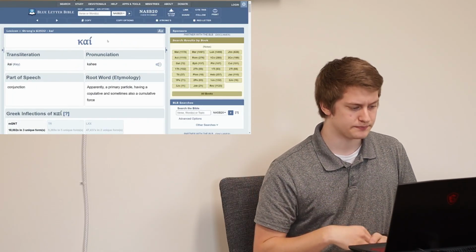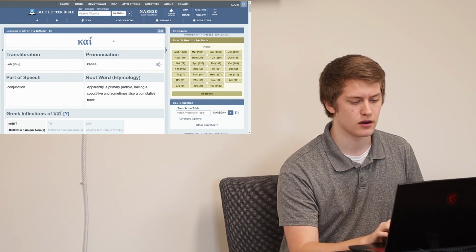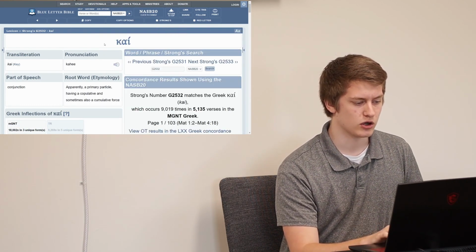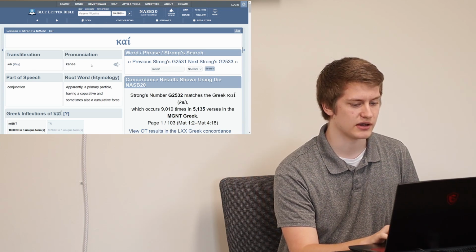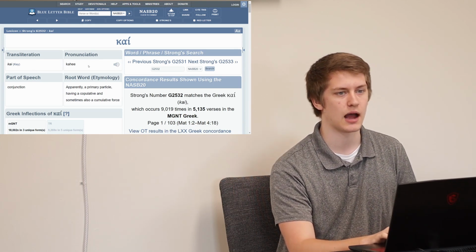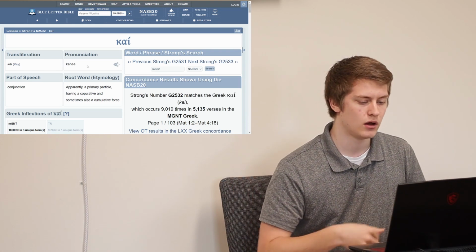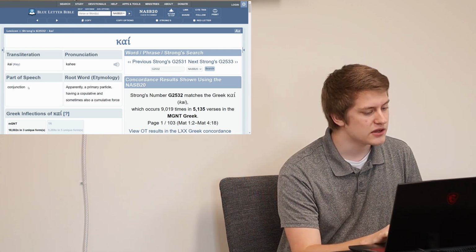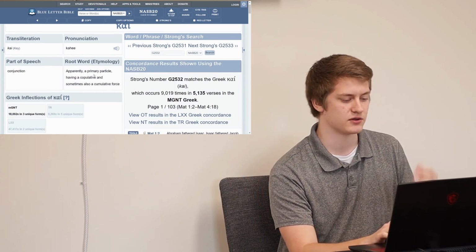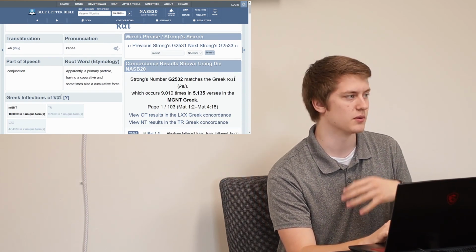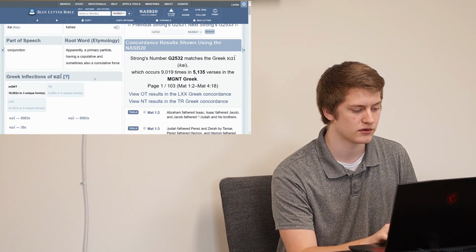So now I'm going to click on the lexical form of the word, and we get some information here. We have the transliteration, Kai, we have the pronunciation, and if you click that speaker button, a guy will say the word for you. Part of speech is a conjunction. And then we have some etymology. The etymology of Kai is not something we're going to look into for this one, but we'll talk about more of that with later words.